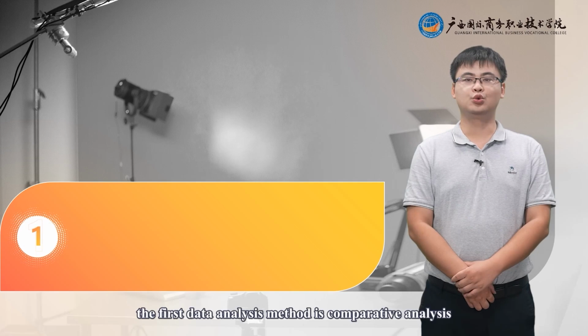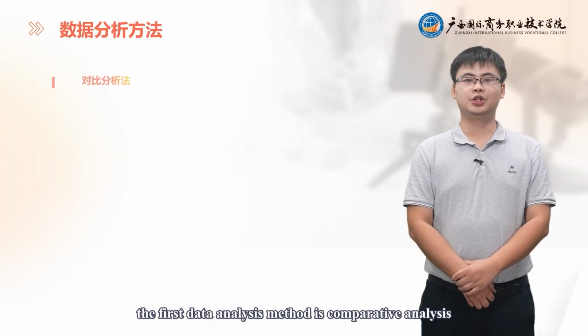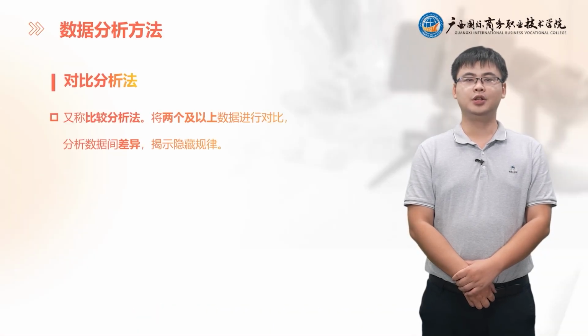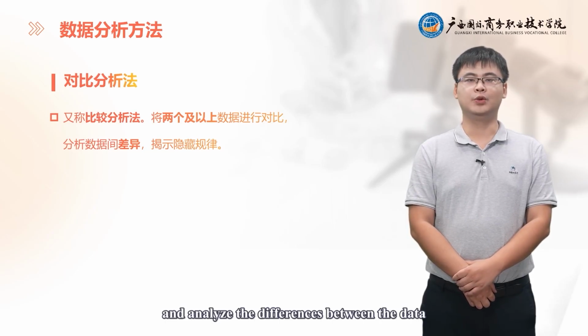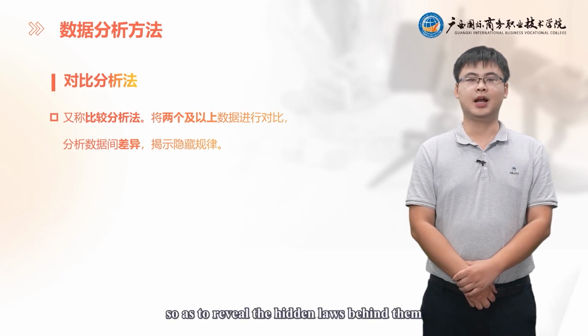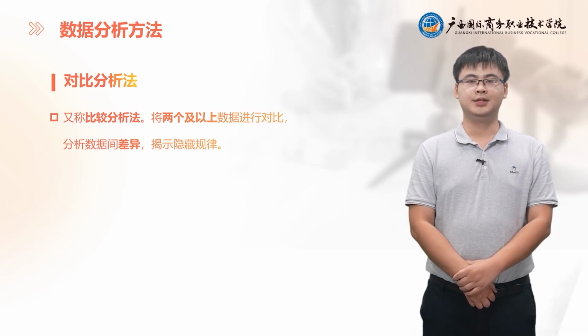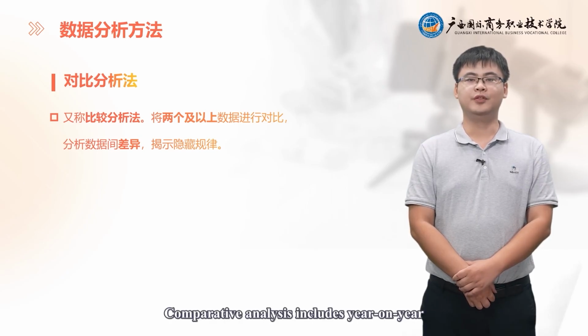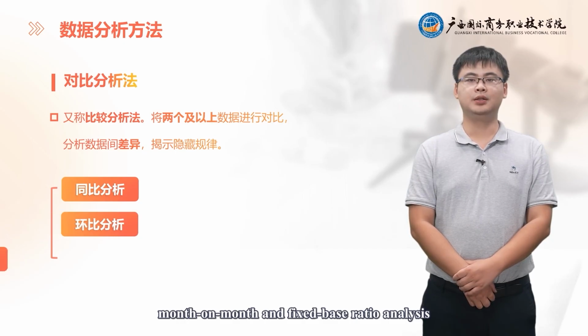First of all, the first data analysis method is comparative analysis, which refers to comparing 2 or more data and analyzing the differences between the data so as to reveal the hidden laws behind them. Comparative analysis includes year-on-year, month-on-month, and fixed-base ratio analysis.